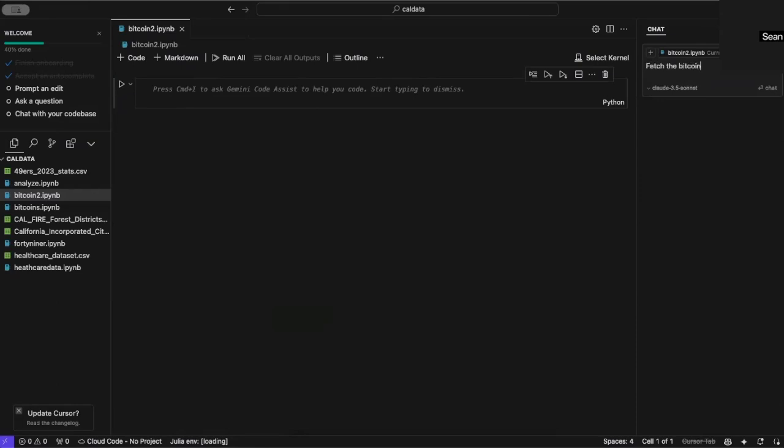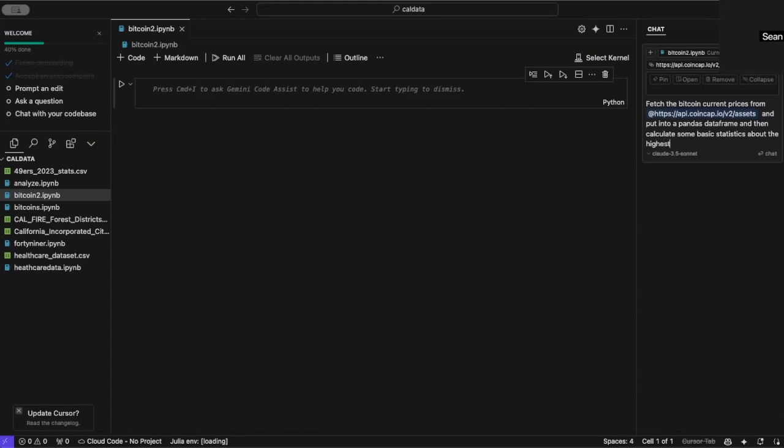Fetch the Bitcoin current prices from here and put into a pandas data frame and then calculate some basic statistics about the highest moving Bitcoin prices and the ones with the lowest changes. Let's try this.